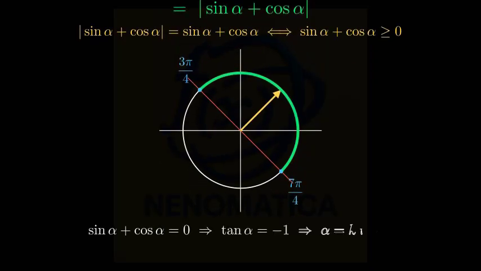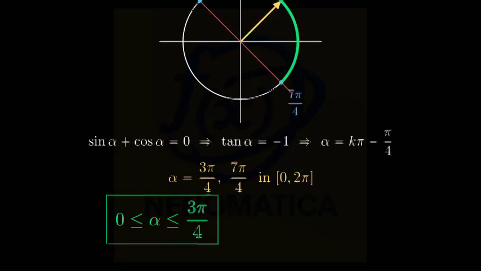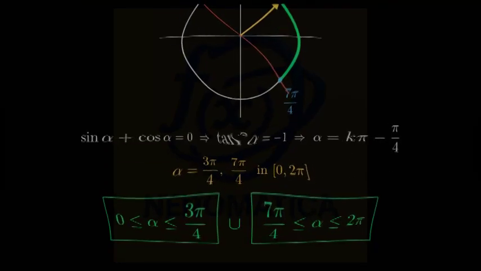We can also find the boundary angles algebraically. Setting sine alpha plus cosine alpha equal to 0 gives tangent alpha equals negative 1. So alpha equals k pi minus pi over 4. Inside 0 to 2 pi, the solutions are 3 pi over 4 and 7 pi over 4, matching our diagram. Therefore, the solution set to the original equation is where sine alpha plus cosine alpha is non-negative, from 0 through 3 pi over 4, together with from 7 pi over 4 through 2 pi. Here is the final answer as intervals.